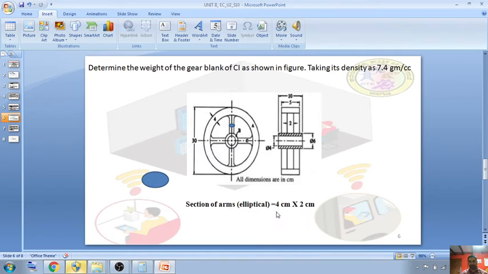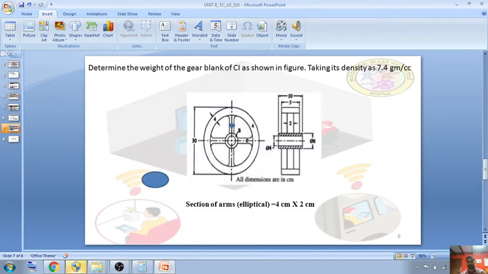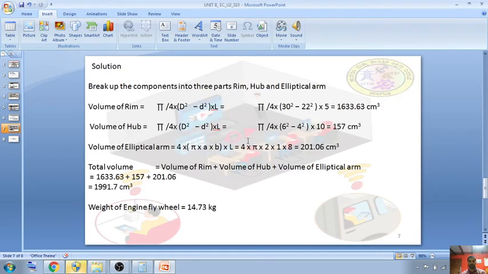So pi into 2 into 1 is the area of the ellipse. Why 4? Because we have 4 arms, 1, 2, 3, 4 arms. Next, the length. The area into length will give the volume of one elliptical arm, multiplied by 4 will give the volume of all the 4 arms.